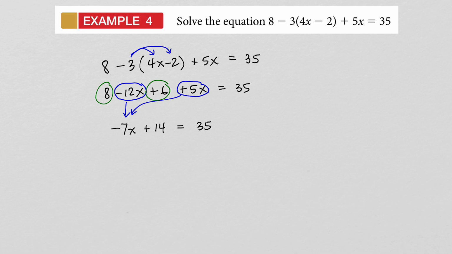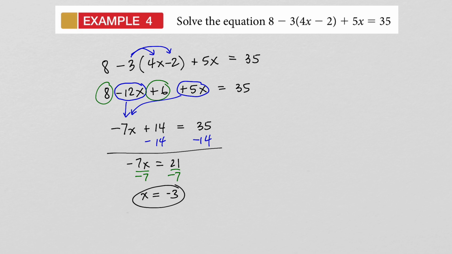So now I want to get my x variable all by itself, which means I need to get rid of that positive 14. So let me just subtract 14 from both sides. This is going to give us negative 7x is equal to 21. And then our last step, we're going to divide both sides by negative 7, because negative 7 divided by negative 7 is 1. So that's 1x, and on the other side, 21 divided by negative 7 is negative 3.